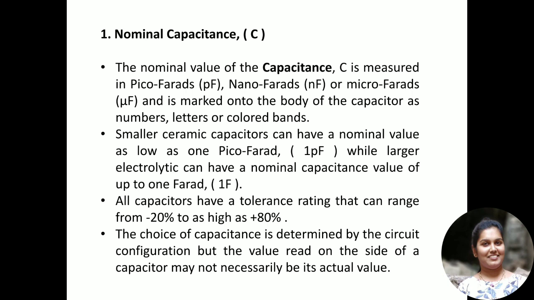Ceramic capacitors will have a nominal value as low as 1 picofarad, that is 10 power minus 12 farads, whereas an electrolytic capacitor can have up to 1 farad. And coming to the capacitor tolerance ratings, in general all capacitors have a tolerance rating that can range from minus 20 to as high as plus 80, which is for aluminum electrolytic, affecting its actual or real value. Okay, it can range from minus 20 to plus 80 depending upon the type of the capacitor.